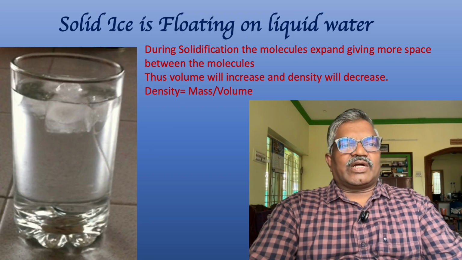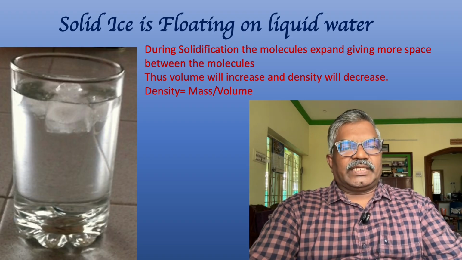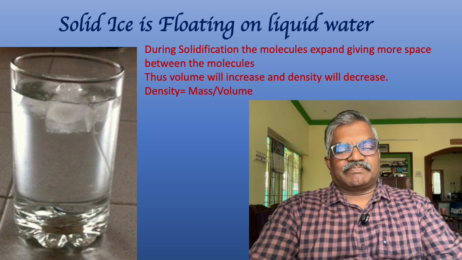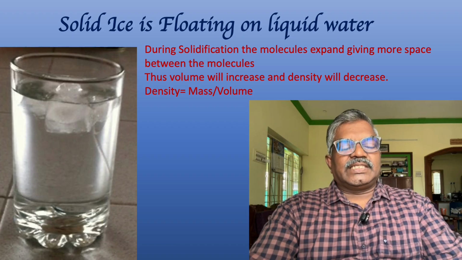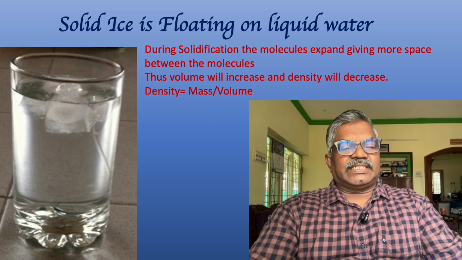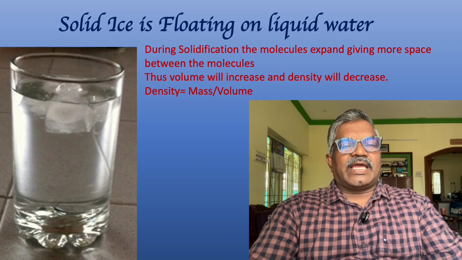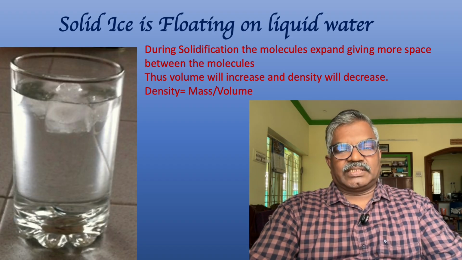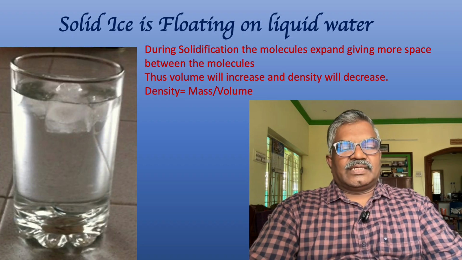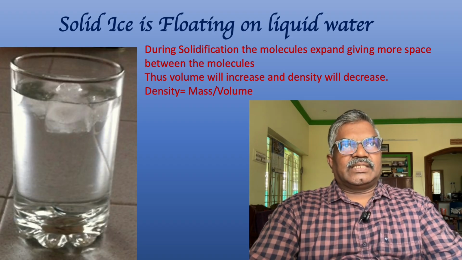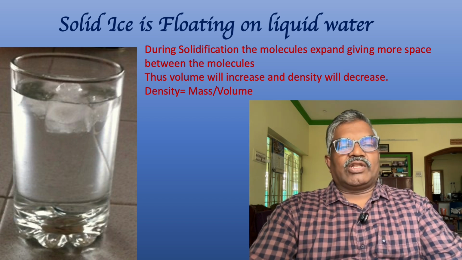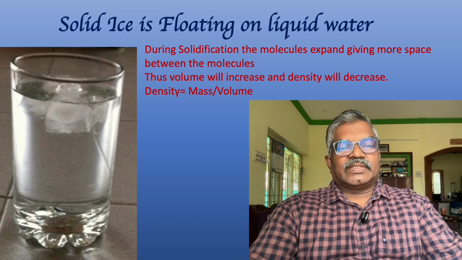You can see water in three states. Solid, which is ice, liquid, which is water, and gas, which is steam. So it is available in three states. But what is the wonder, or what is the difference from other materials? The solid ice is floating in liquid water. This is the main difference of water from other substances. Usually a solid will sink in its liquid, but here solid ice is floating on the liquid water. So why?